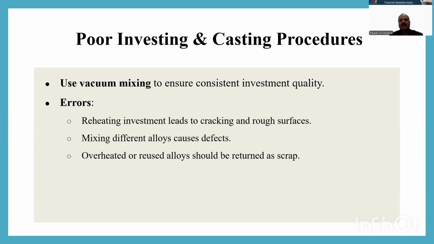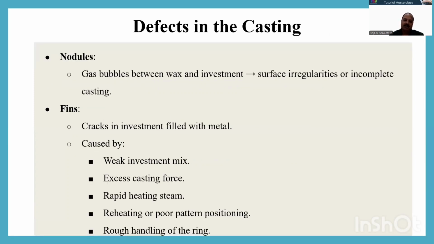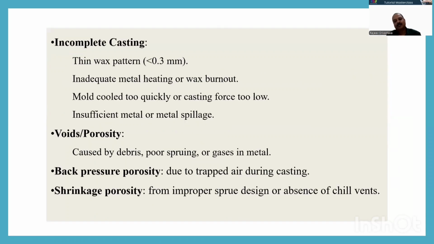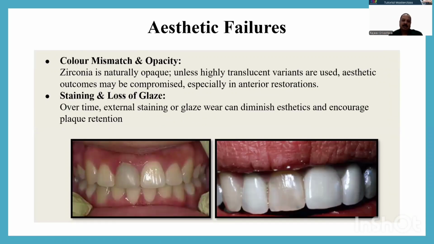Poor investing in casting. Again, the lab has to take care while mixing the investment: proper mixing, vacuum mixing, no bubbles. Okay, proper water powder liquid ratio, adequate casting procedure, proper casting machines. So again, these are the casting defects we will not discuss, but if there is any casting defect, in turn it will lead to the failure of your fixed partial denture. Aesthetic failure, again, will come in this category. Okay, already been discussed.